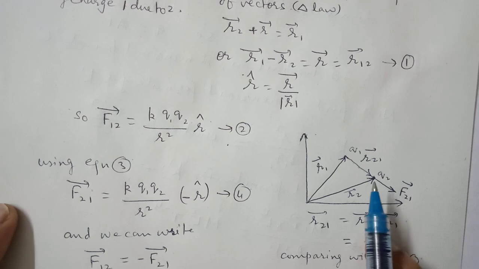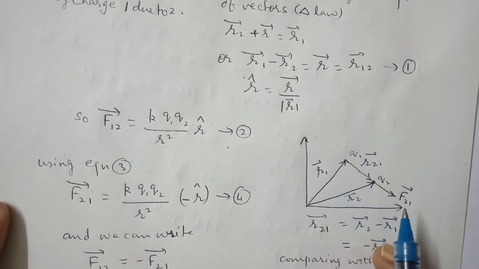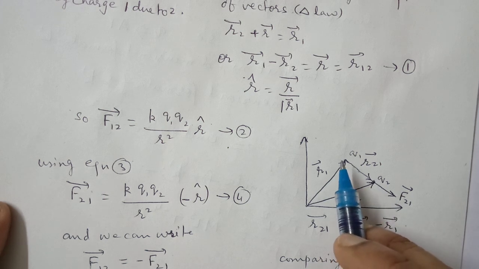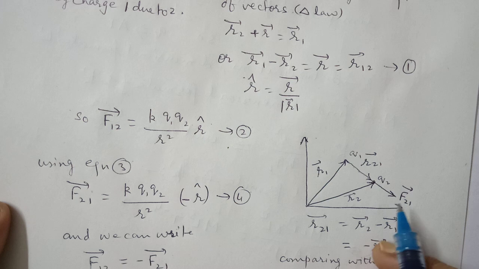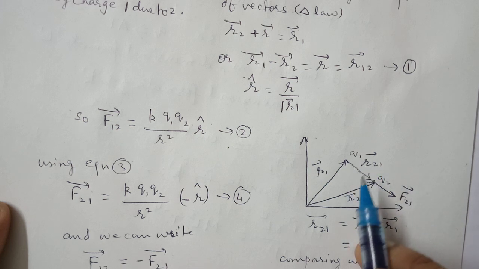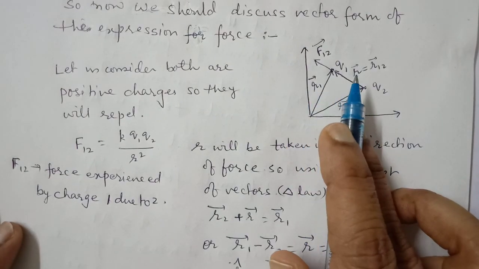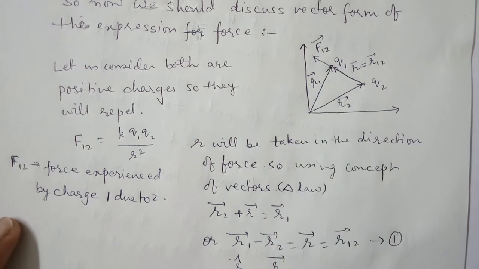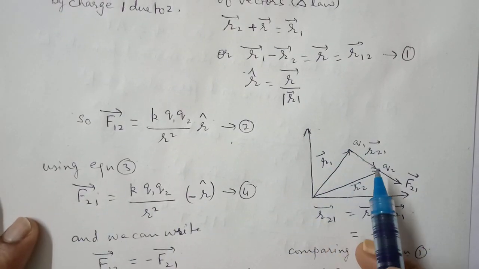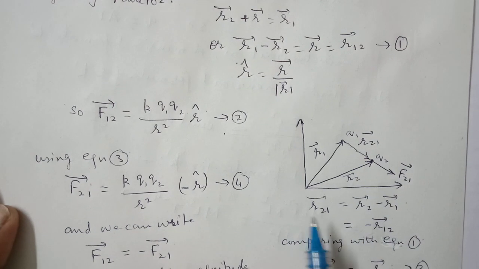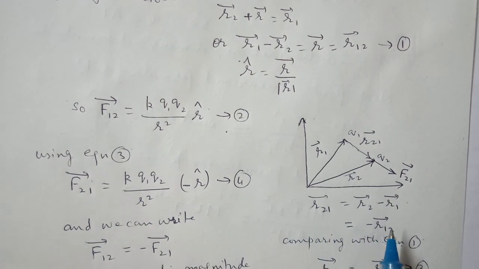Now if I consider the force experienced by 2 due to 1, call it F21, it will get repelled in this direction. And if this force is shown by the vector R21 direction like this, then this magnitude of R is exactly the same as this magnitude of R, but here this R has direction like this, calling it R12. Here the direction is this one. We have to call it R21, which is opposite to R12. R21 is equal to minus R12.